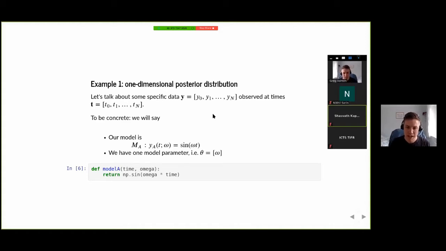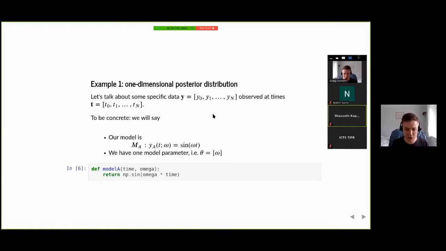So let's say I have some data, y, which is a vector of observations, y0, y1, y2. Each of those is just a float, or a number. And I observe those at some times t, which is again a length n vector of the times at which I observed it. I may have a clock and measure every half second, say. Then let's define a model.